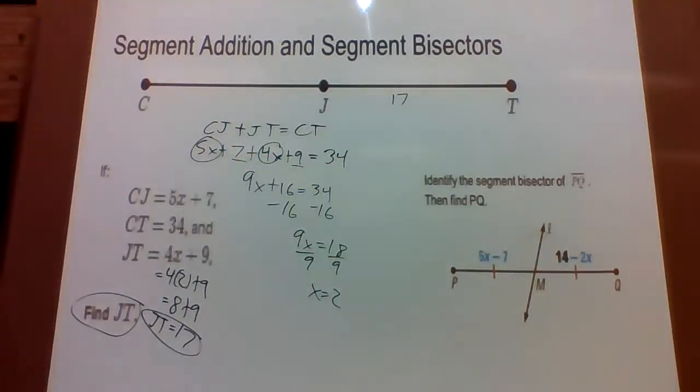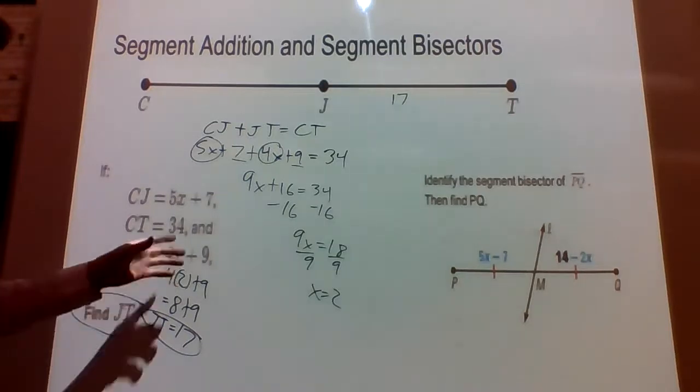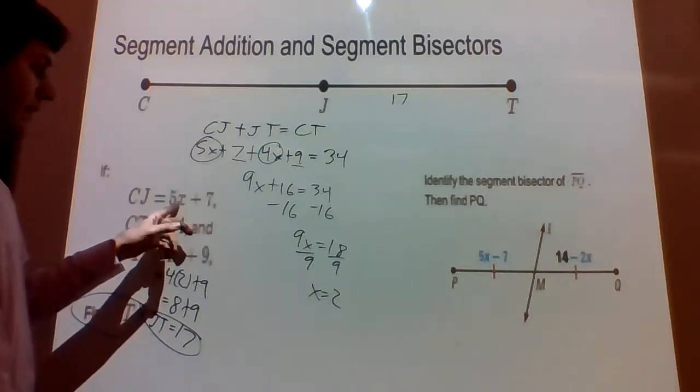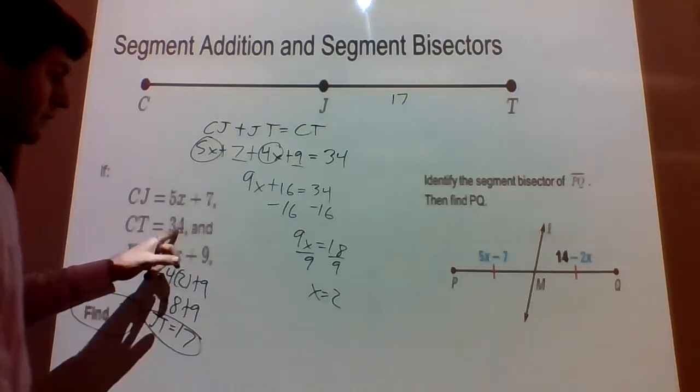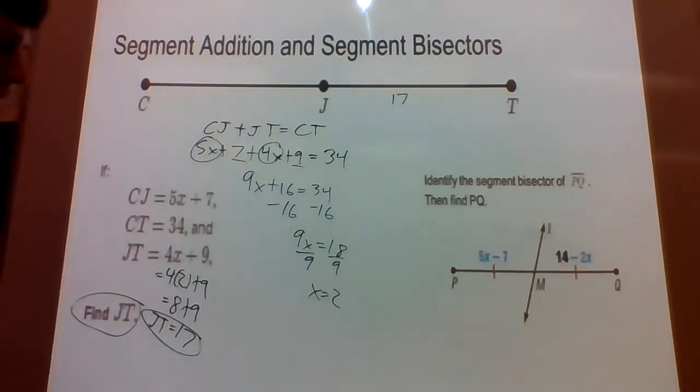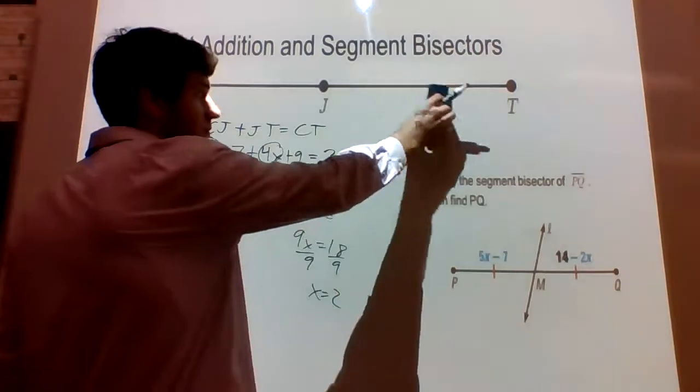17 is the distance between J and T. We can substitute it in here. 5 times 2 is 10. 10 plus 7 is also 17. 17 plus 17 is 34. So we have a pretty good answer.